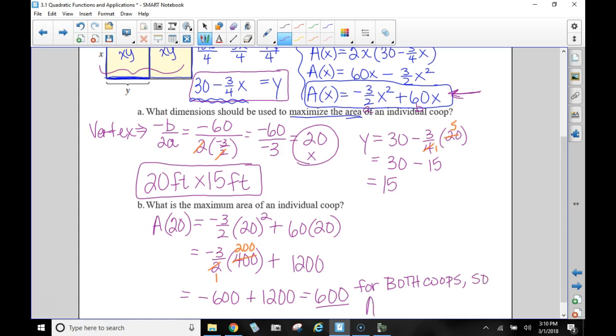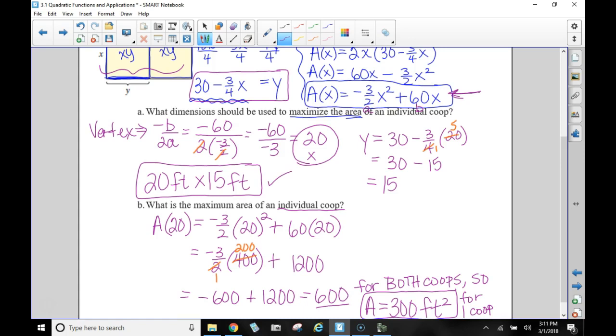So the area of one coop, of an individual coop, is 300, and the label on that should be square feet. That's how we measure area, right? In square units for one coop. Because I don't have enough room to write individual coop. Okay? All right, and that is, again, what 20 times 15 is for the area of one coop.